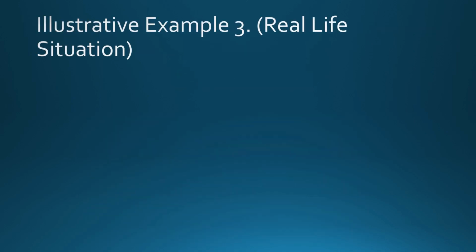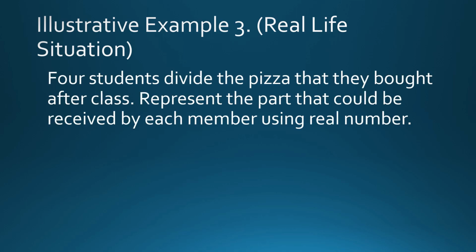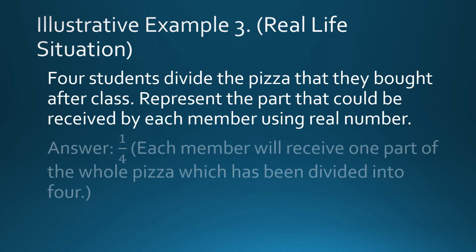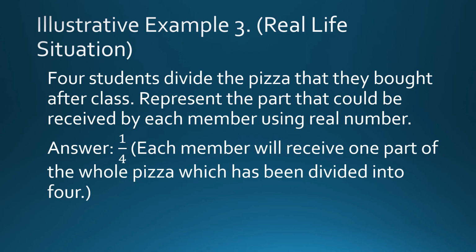Let us have illustrative example number 3 in a real life situation. 4 students divide a pizza that they bought after class. Represent the part that could be received by each member using real number. Our answer for this is 1/4. Each member will receive one part of the whole pizza, which has been divided into 4, because in the problem we have 4 students that divide the pizza.